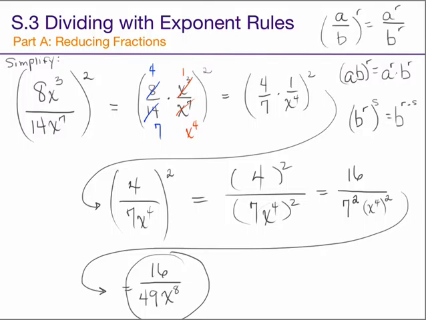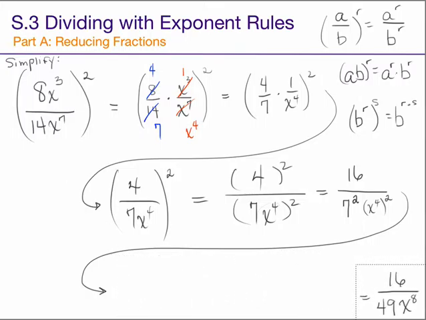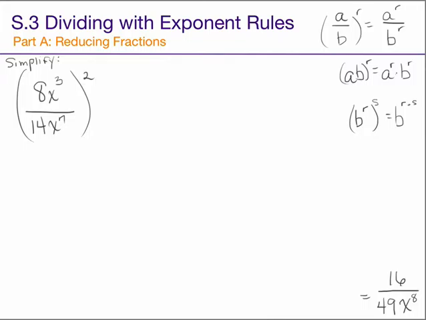Remember I said that wasn't the only way to do this problem? Let's look at it another way. I'm going to use the same properties as I did the last time, but in a different order. First of all, I'm going to observe that I have a fraction raised to a power. So I'm going to rewrite this as the numerator to that power over the denominator to that power. That's using this rule right here. What is my numerator? It's 8x cubed. And my denominator is 14x to the seventh.